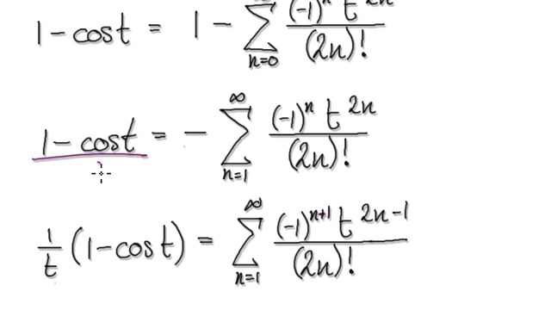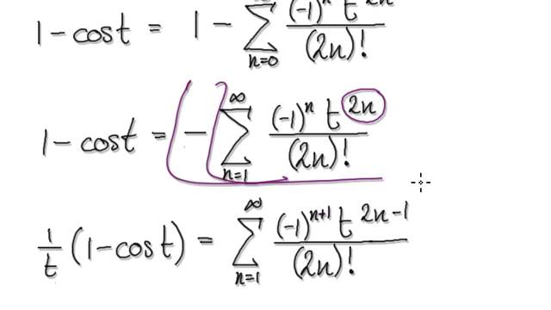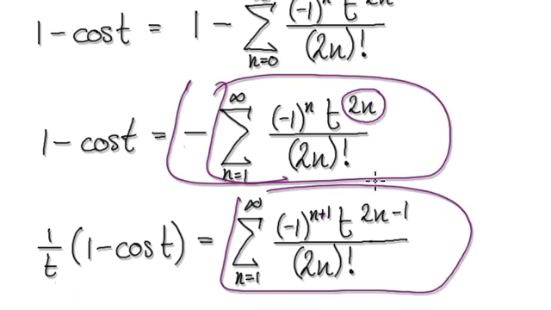And then we've got to divide everything by t. So divide everything by t. When you divide everything by t, this thing here will get minus 1. So this whole thing here will then become this, because you divide by t, so the power gets minus 1. So that's 2n minus 1.